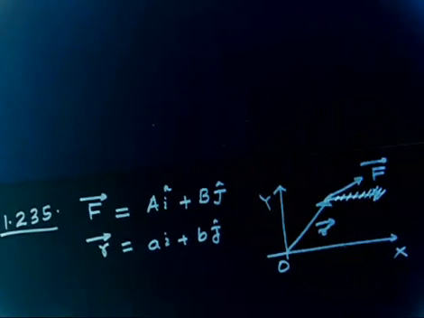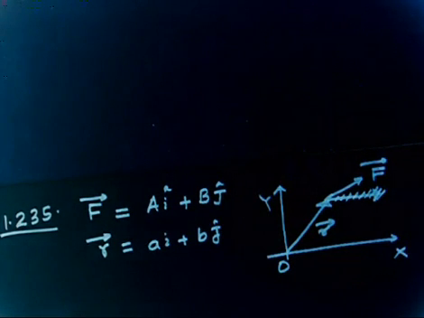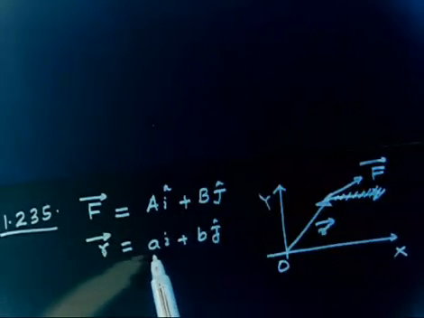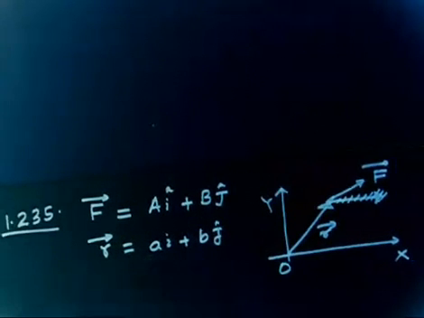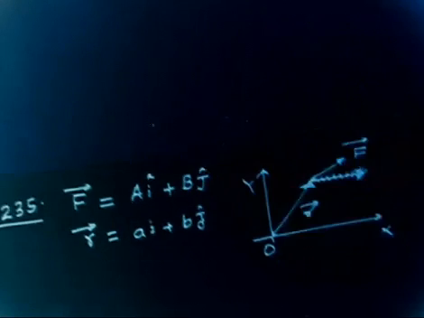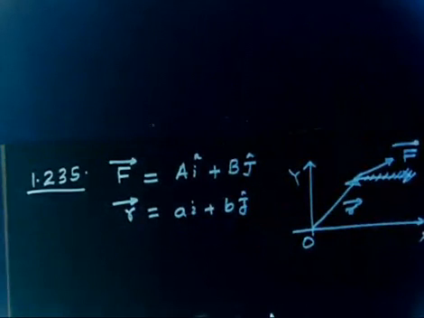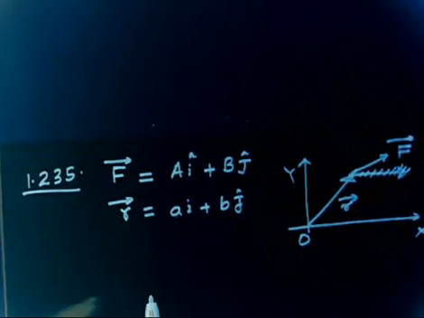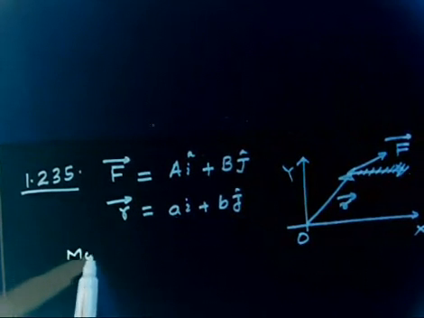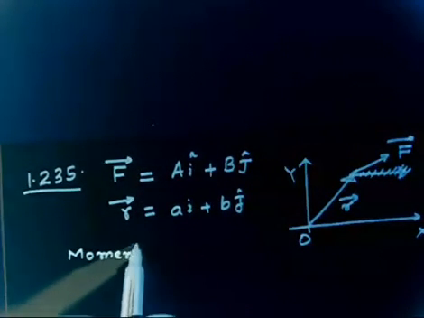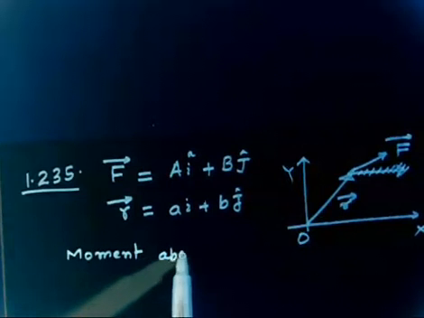Now this is asking, where small a, b and capital A and capital B are known, and i, j are unit vectors. So this is given, this is given, this is given, and this is also given. X, Y are the axes. Find the moment N and lever arm L of this force relative to point O. So we have to find the moment of this force about O.